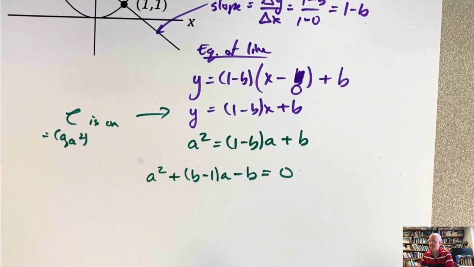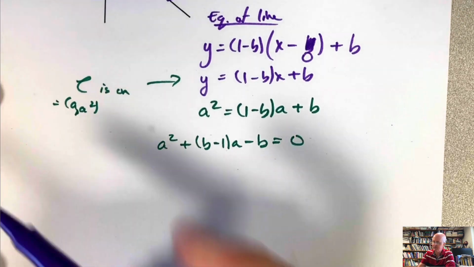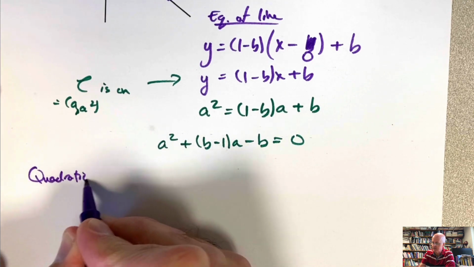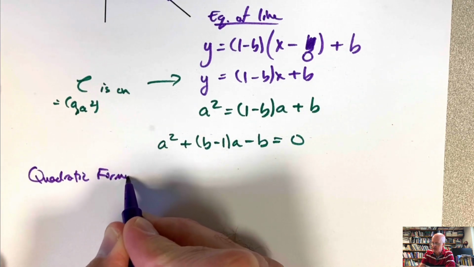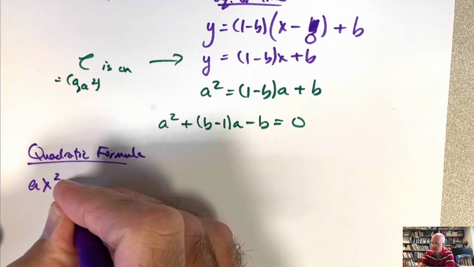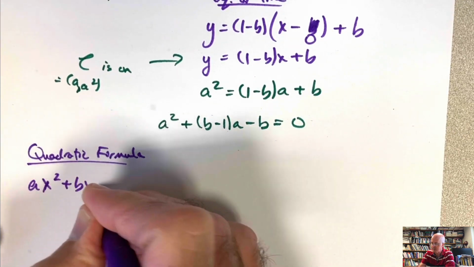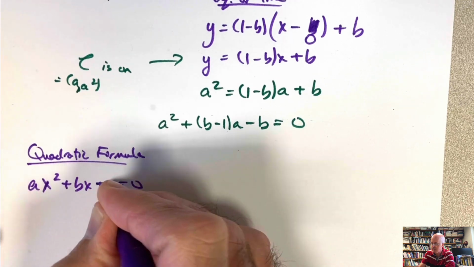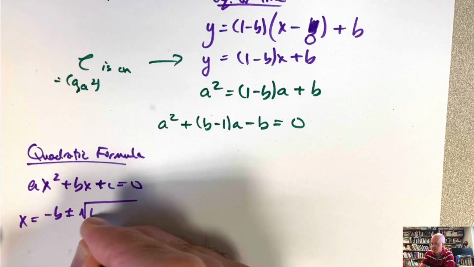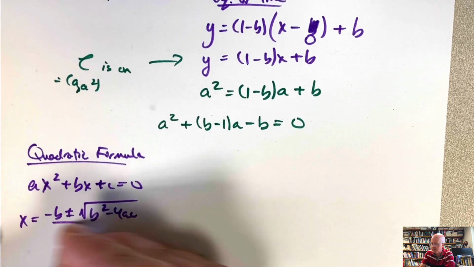Quadratic formula. You know, in its usual form, you write your quadratic as ax squared plus bx plus c equals 0. And you say x is negative b plus or minus square root of b squared minus 4ac all over 2a.